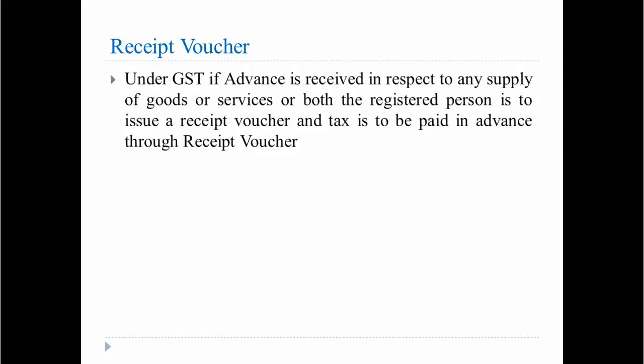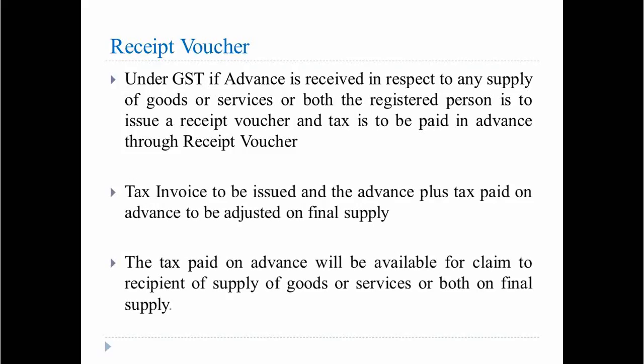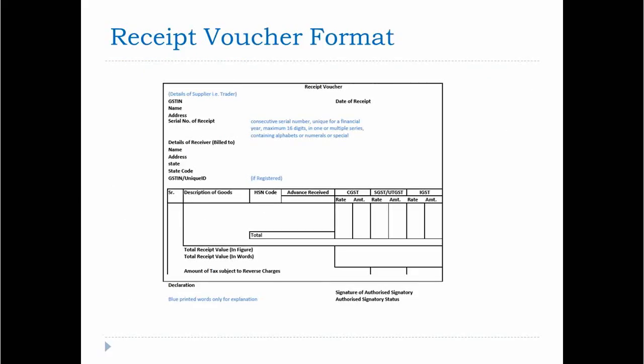Now coming to the receipt voucher, you would be required to issue a receipt voucher if you receive any advance for supply of goods or services or both. Tax is to be paid in advance through the receipt voucher. Advance plus tax will be adjusted on the final supply. This is how a receipt voucher will look like. It will include the details of supplier, details of receiver, details of the goods likely to be supplied and the details of tax.